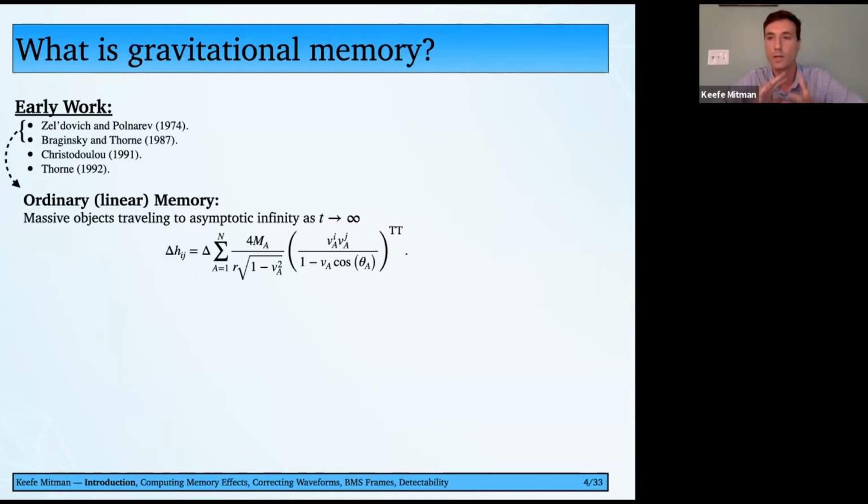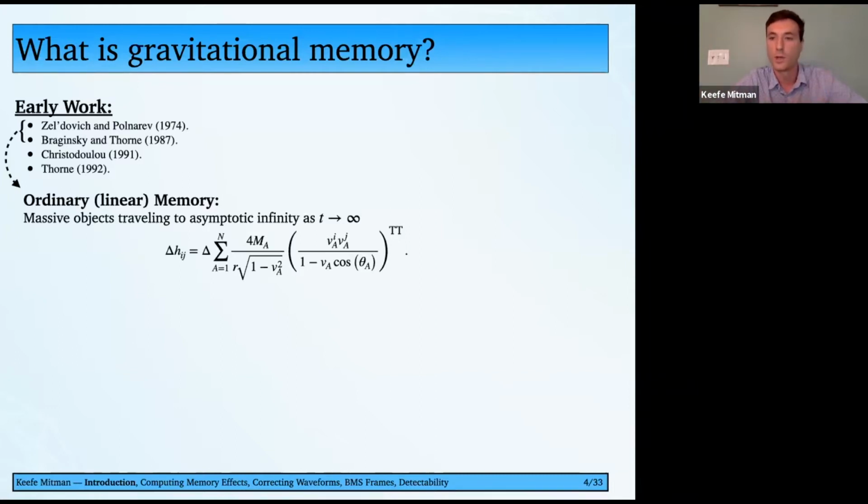And so this corresponds to objects which are unbound from each other. So this is the type of memory you would see for, say, hyperbolic black hole encounters, or in a neutron-star merger when you have matter that's being ejected from the merger. M here is just the mass of whatever particle or source you have. B is the velocity of its center of mass. And then theta is just the angle between the velocity and the vector from the source to the detector.